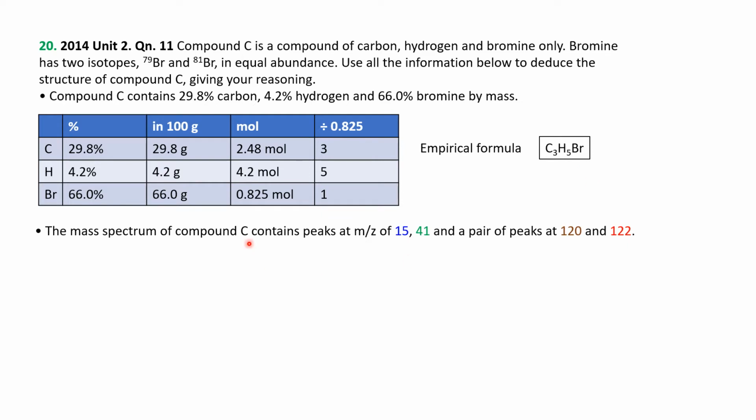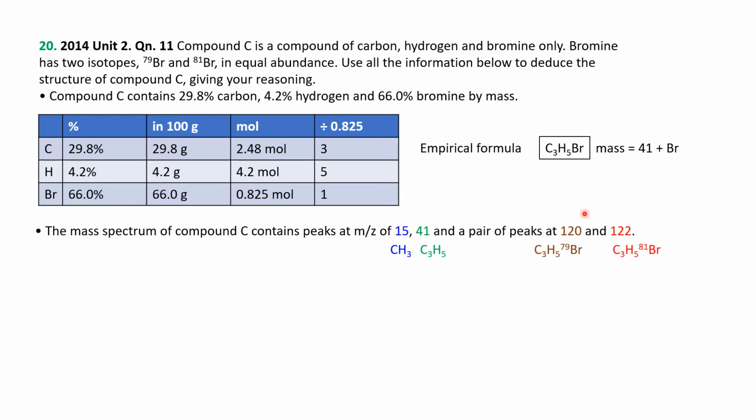Now, the mass spectrum of C contains peaks at 15, 41, and a pair of peaks at 120 and 122. Now, you see that pair of peaks, and they're going to be equal abundance, one assumes. That's because you've got a bromine in there. So these peaks have got a bromine in them. These ones do not. When we look at the empirical formula, we've got C3H5, which weighs 41, plus bromine. So there's the peak of 41, okay? And then here are the peaks at 120 and 122. 15, of course, is CH3.